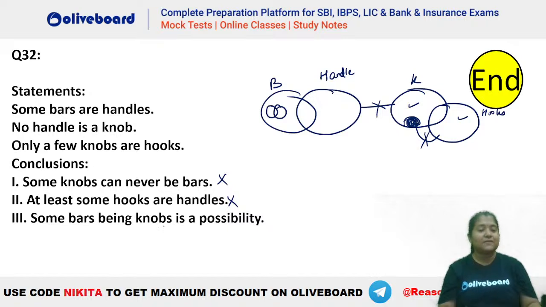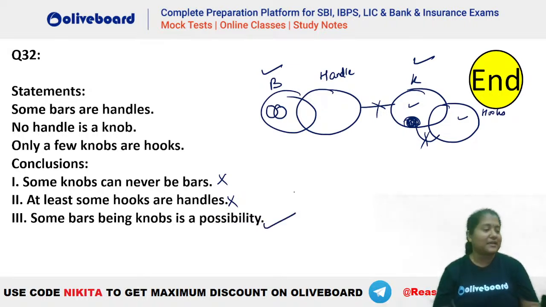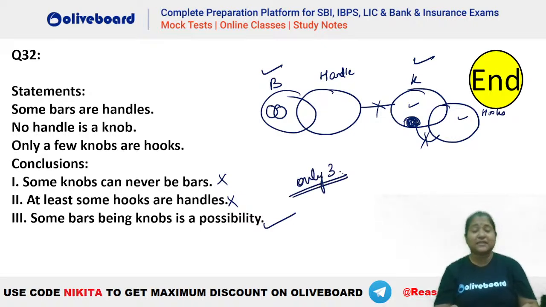Look at the third, some bars being knob is a possibility. This is bar here. This is knob here. So absolutely this is a possibility that some bars can be knob. You can see there is a possibility that the uncommon part between your bar and handle can be a part of knob here. So this is going to be right. So what is the answer to this question? It has to be only 3. Are we clear, everybody? So the answer will be only 3, okay?